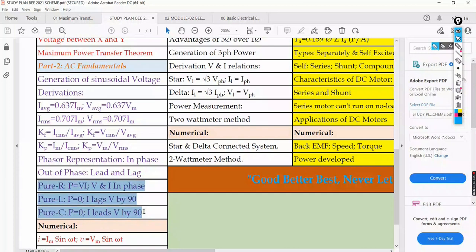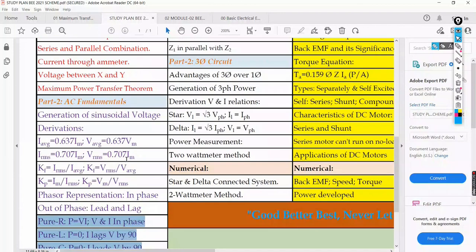Is this clear, what I explained with respect to module 1?